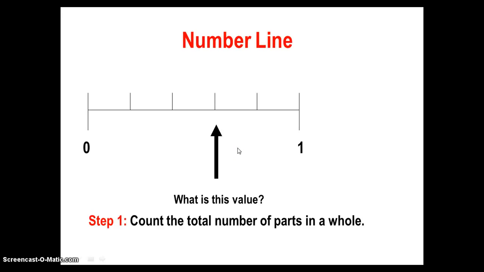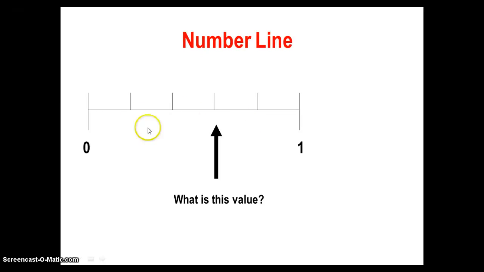Now what we have to do is find out the number of parts that we have divided this one whole into. So we count the number of parts here. We have 1, 2, 3, 4, 5. There are 5 equal parts. So the total number of parts in this number line is 5. So therefore, for the fraction, the denominator will be 5 equal parts.